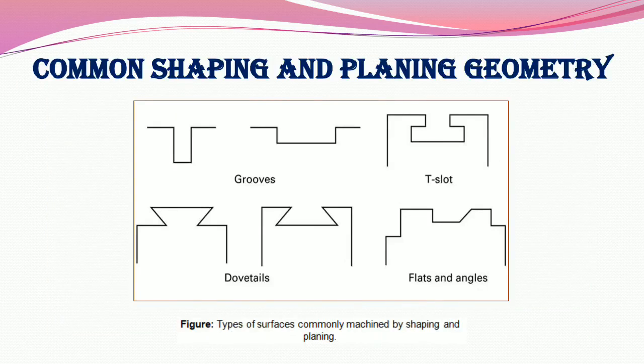This is the last slide. Common shaping and planing geometry. So there are some common shaping and planing geometries. And in this figure, you see the types of surfaces commonly machined by shaping and planing. So let's see the surfaces: grooves, T-slots, dovetails, flats and angles. So that's all the surfaces that are used in shaping and planing.